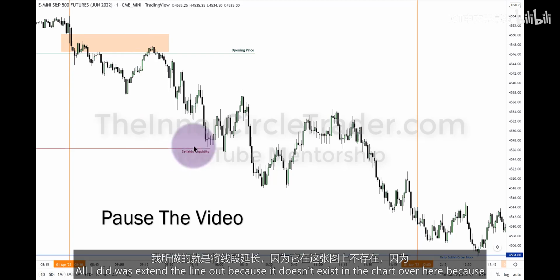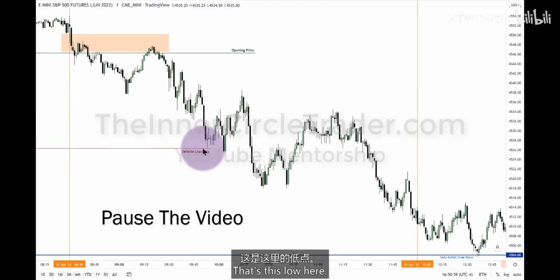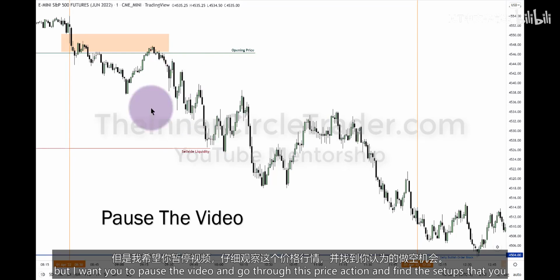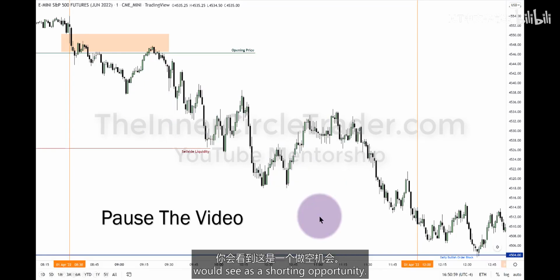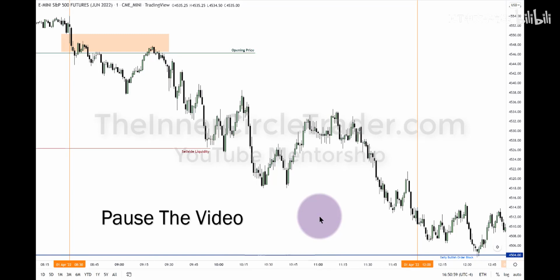That's that old short-term low. All I did was extend the line out because it doesn't exist in the chart over here because I don't have enough of the data showing. But that short-term low, that was a fulcrum point, remember? That's this low here. So I'm referencing that, showing that there's where the sell side liquidity is. But I want you to pause the video and go through this price action and find the setups that you would see as a shorting opportunity if your bias was in line with what I'm suggesting here, as it should have been, being bearish.